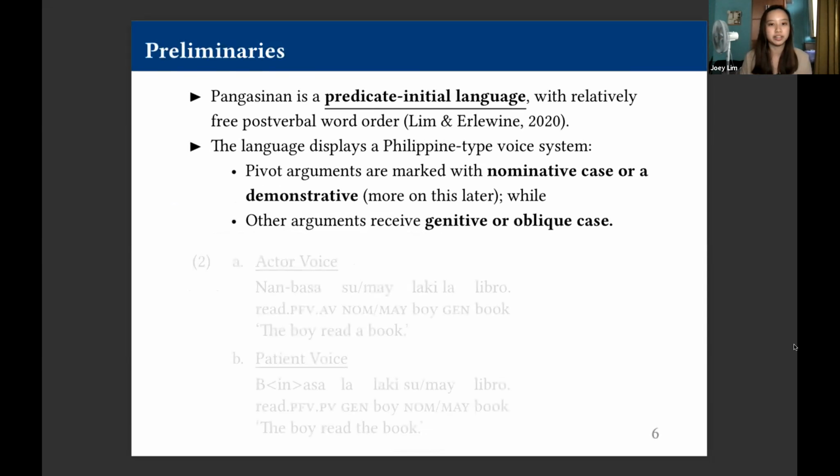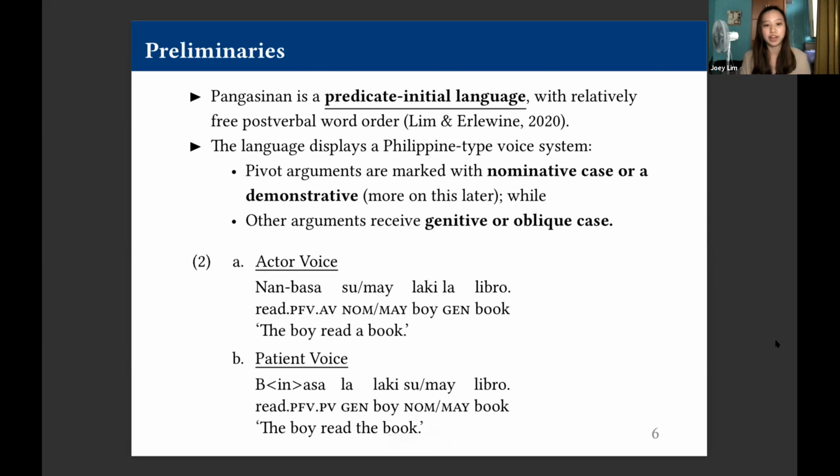Pangasinan is a predicate initial language with relatively free post-verbal word order. I'm sure everyone's already familiar. The language displays a Philippine type voice system. So the pivot arguments are marked with nominative case, or they might also be marked with a demonstrative, which I'll talk more about later. On the other hand, other arguments will receive either genitive or oblique case.